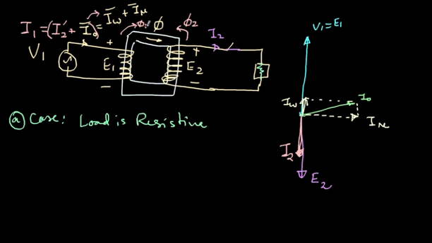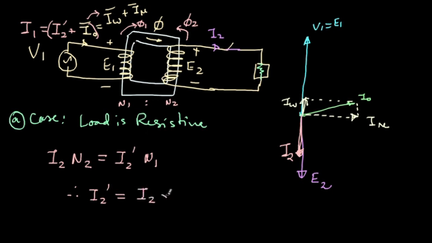Now, what is the magnitude of this I2 dash? If the number of turns are N1 here and N2 here, the ampere turns set up here are I2 N2. These ampere turns have to be cancelled out by the ampere turns of I2 dash and N1. So to get I2 dash, I just have to multiply I2 by N2 by N1. If I do this, then I'll be able to calculate I2 dash.